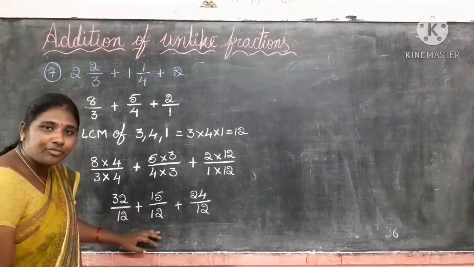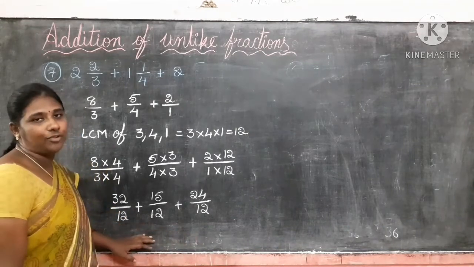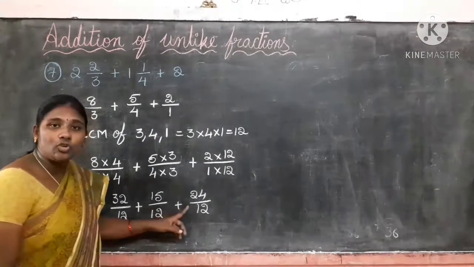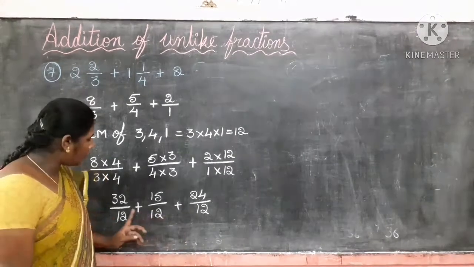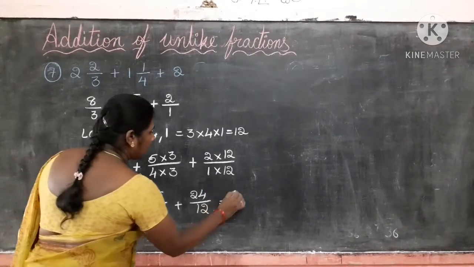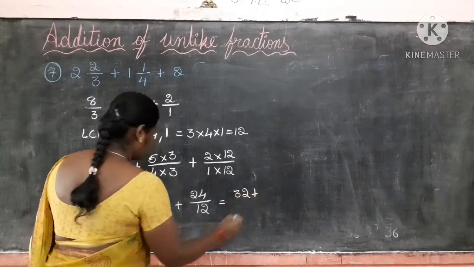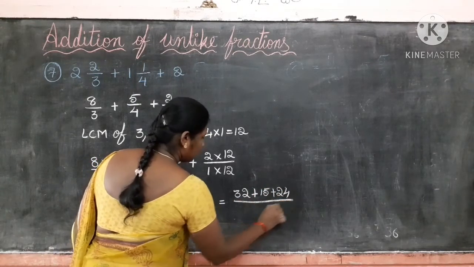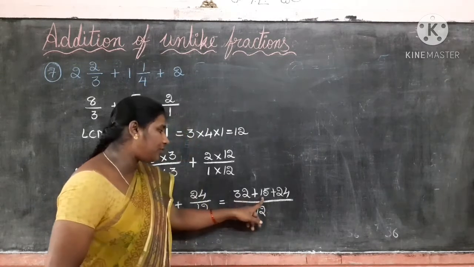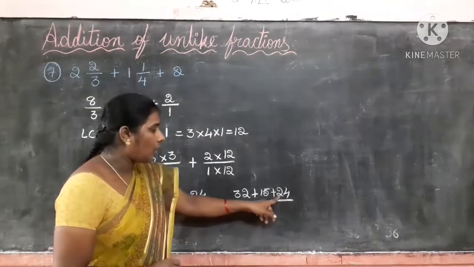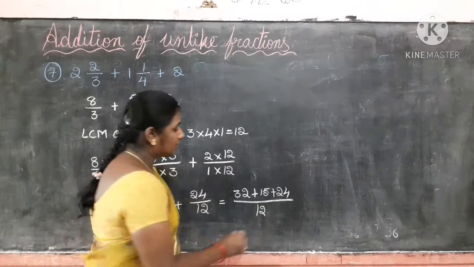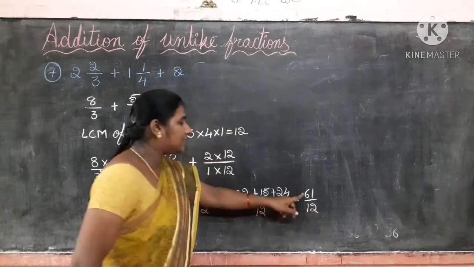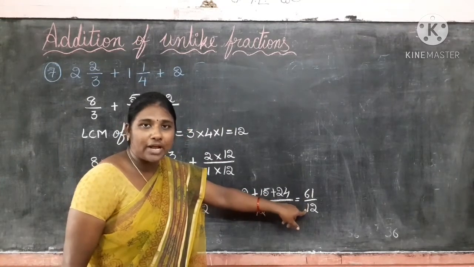Now these are all what fractions? Now these are all like fractions. While doing addition of like fractions, we add the numerators and keep one denominator. So add the numerators: 32 plus 15 plus 24 by 12. So 32 plus 15, 47. 47 plus 24, 61. 61 by 12. So this is what fraction? It is an improper fraction.